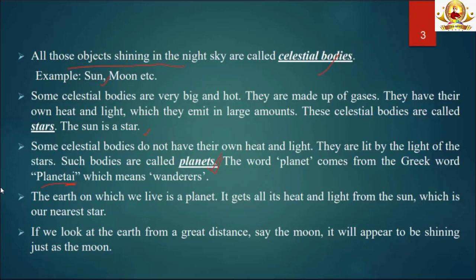The Earth which we live on is a planet. How do we know? Because it is revolving around the sun and it is getting heat and light from the sun, which is our nearest star. If we see Earth from the greatest distance, as I told you, it will appear to be shining because of the light it gets from the sun. It is also called the blue planet because the water on the Earth appears blue in that light. So Earth is a blue planet because of the amount of water present on it.